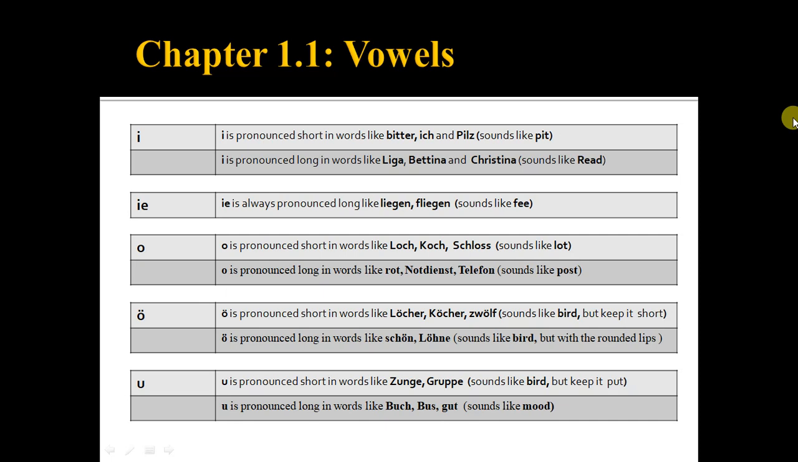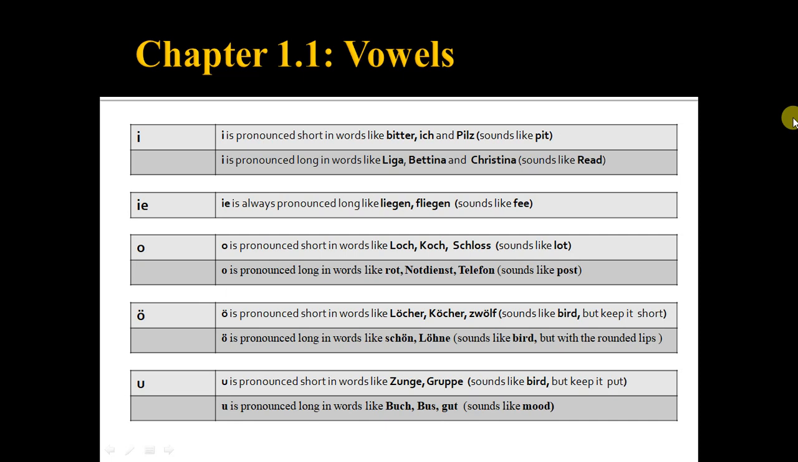E is pronounced short in a word like bitter, as we have two consonants: bitter, Kitsch, Pills. It sounds like pit. But when we have only one consonant after it, it is pronounced a little longer: Liga, Bettina, Christina. If we say the word Christina, the first I is pronounced a little shorter than the second one. So Christina, and it's pronounced as in read.